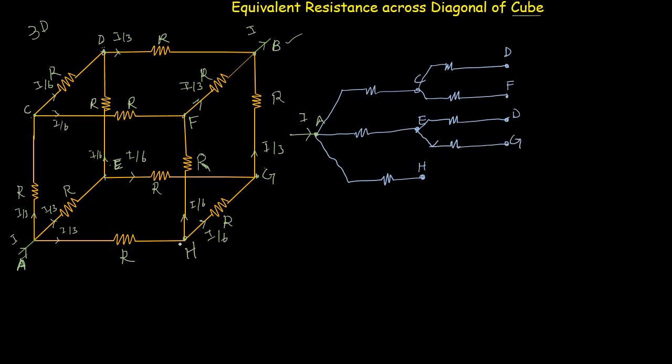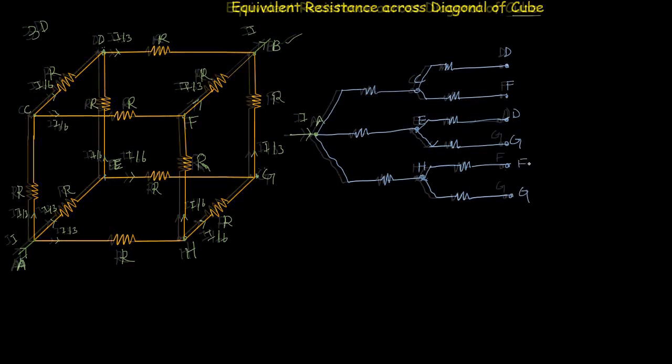Now at this point H, the current is again divided into two paths. The first path is from H to F and the second path is from H to G. The first path is from H towards F, and the second path is from H towards G. This is G and this is F.